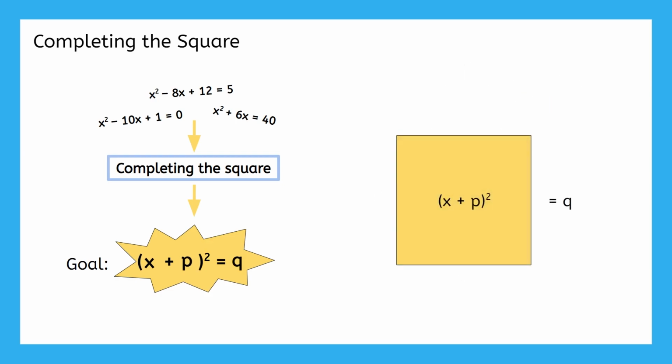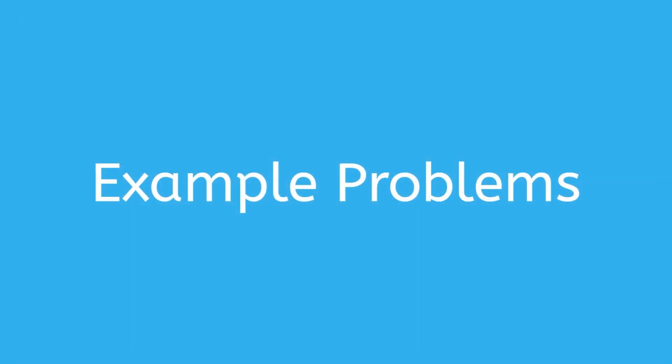x plus p squared is literally saying that we are multiplying x plus p times itself, which we can visualize with an area model. And how are we sure that this is actually a square? Because the side lengths are in fact equal. Now we're ready to start building squares. Let's take a look at 3 examples of how to use this new method to solve quadratic equations.